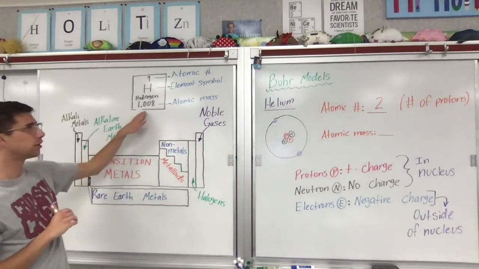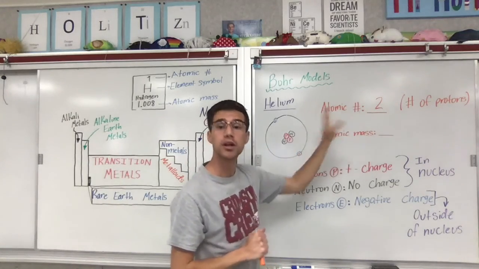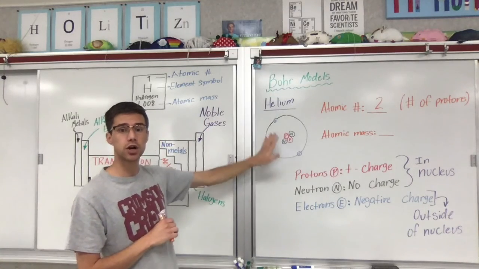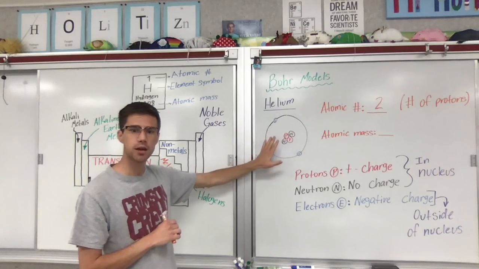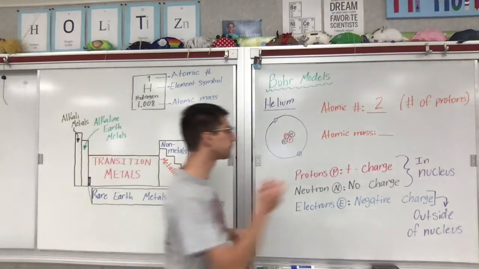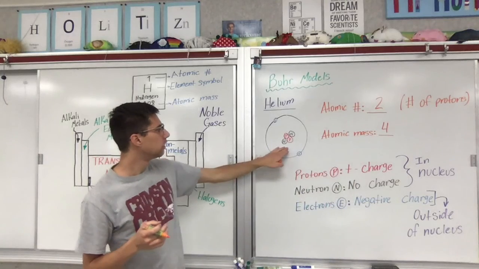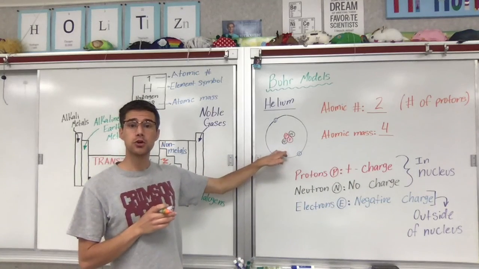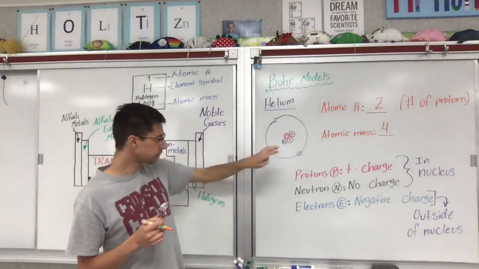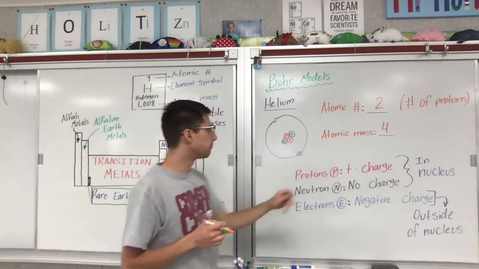Now the next number on here is the atomic mass. Now, the atomic mass is slightly different than the atomic number, but it does include how many protons we have. All right. So, for example, again, here's our helium atom. If you look at the periodic table, you'll find that the atomic mass for helium is about 4. So why is it 4? Well, if you look at the center or the nucleus of this atom, you'll find that we have 2 protons and 2 neutrons. So this is actually where all of the information for our atomic mass is coming from.